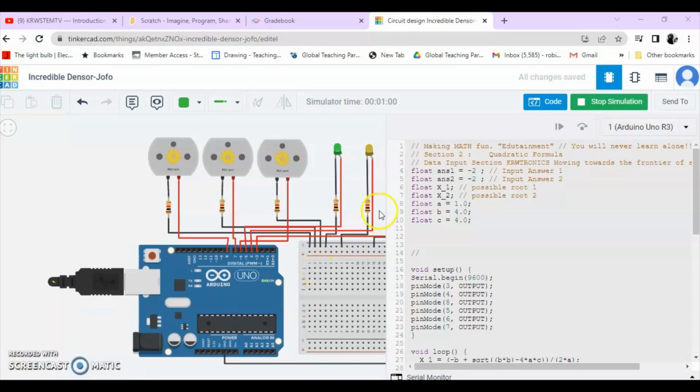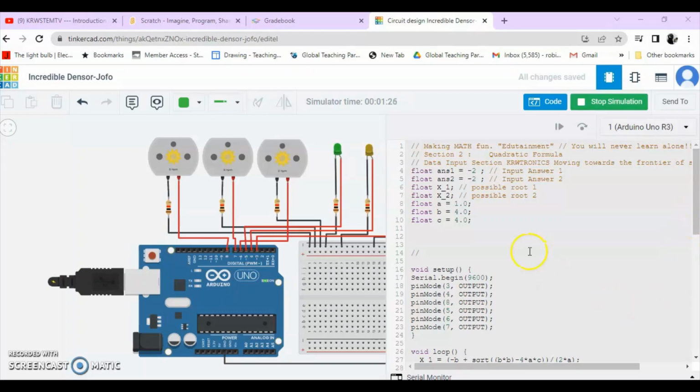So, starting from here, making math fun, it's all about the idea of edutainment. Alright, so of course I'm finding this very, very fun. And of course, the reason for that is because I can use my quadratic formula to do something in the real world, which is of paramount importance in terms of making relevant some of the formulas that we're using.